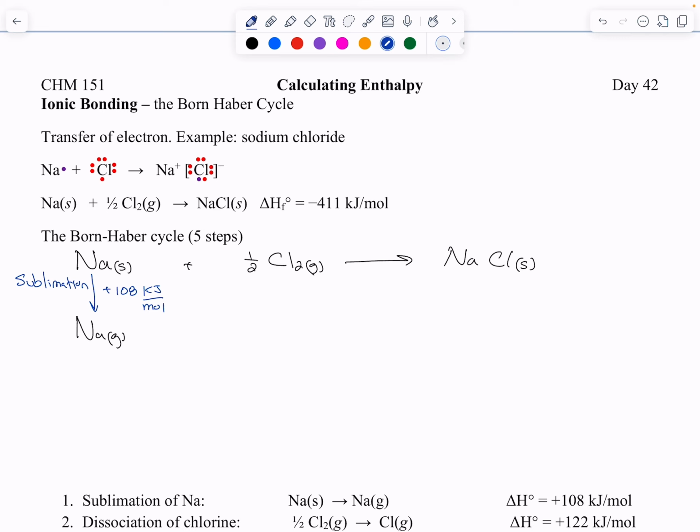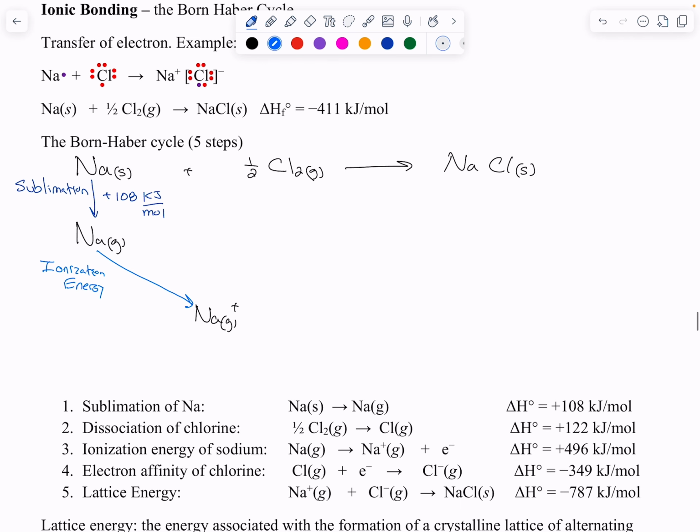And then sodium is going to become a sodium ion, Na+ gas. We're going to lose the electron, and that's ionization energy. And that happens to be, if we look down, I have it down here, ionization energy, there's only one for one electron, it's 496 kilojoules per mole. And so now we have the energy required to get that electron off of sodium.